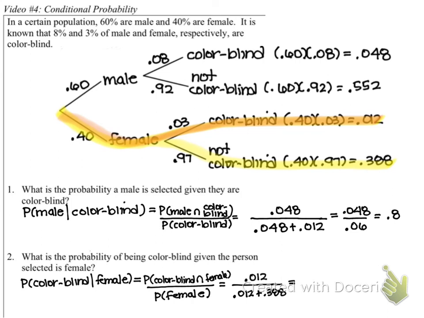Then we go through knowing that we have to add the bottom, and we're going to get 0.4, which we should have, because we were told at the beginning that the probability of being female was 40%. So now we take the 0.012 and divide it by 0.4. This gives us 0.03, which makes sense because if you look back, female and colorblind is the same thing as that 0.012 on the branch.